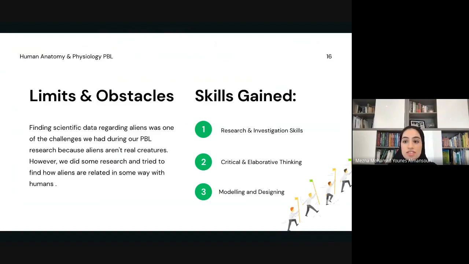Throughout our journey, we encountered some obstacles and had some limits. Finding scientific data regarding aliens was one of the challenges because aliens aren't real creatures, or at least not discovered. However, we did some research, trying to find how aliens as viewed by science fiction producers are related in some way to humans. But these obstacles and limits have made us gain some valuable skills, such as research and investigation skills, as well as critical thinking and elaborative thinking, and, of course, modeling and designing.